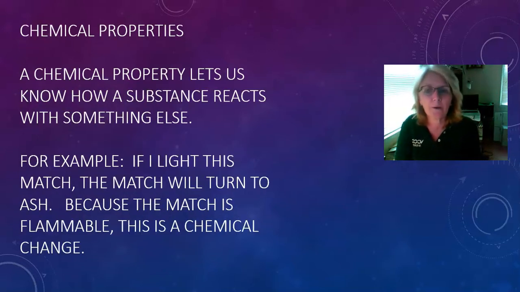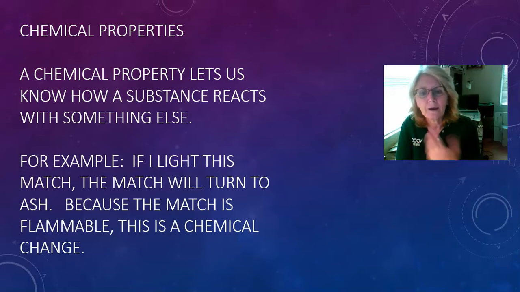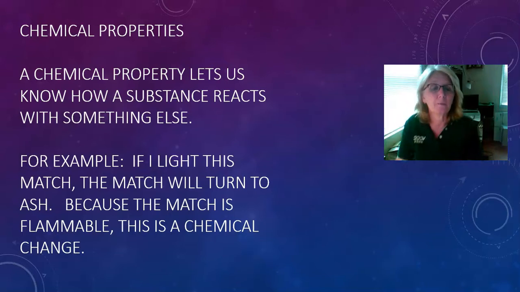A chemical property lets us know how a substance or how something reacts with something else. So if I have a match, pretend I'm going to start a fire, that match lights up. So if I am lighting a candle for a cake, or if I am going to burn something, if it burns, that's called flammability, and therefore that is a chemical property. So that, just to let you know about that. So let's move on to the next one.